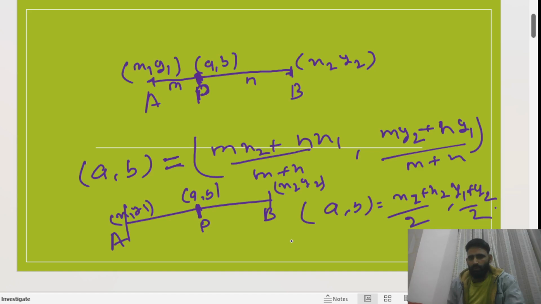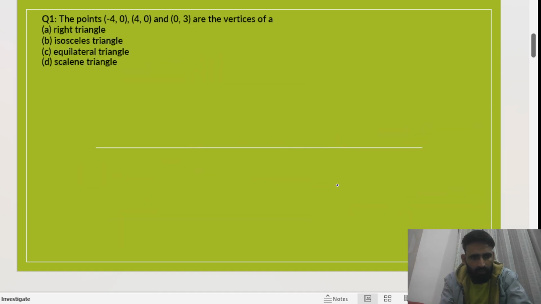So there are some questions, so let's go to the questions. Suppose there is a first question. The first question is: the points minus 4 comma 0, 4 comma 0 and 0 comma 3 are the vertices of a right angle triangle, isosceles triangle, equilateral triangle, or scalene triangle.